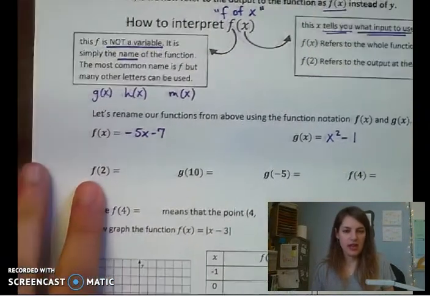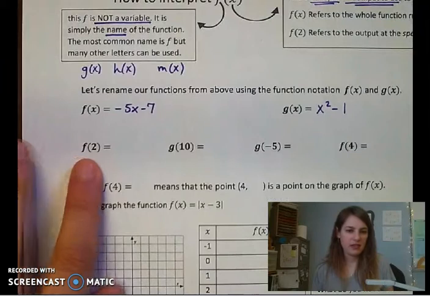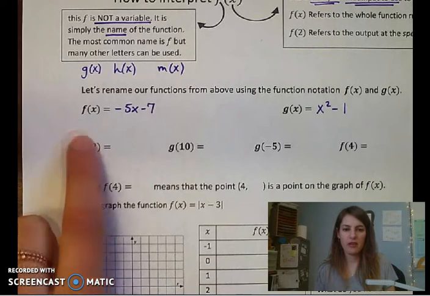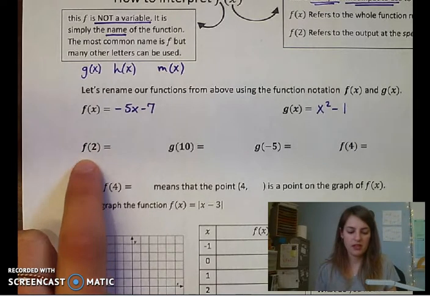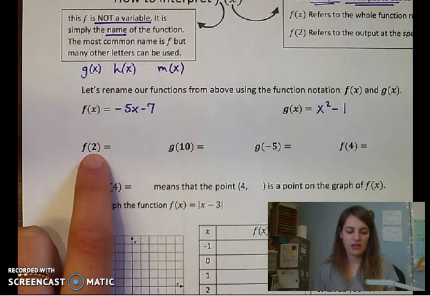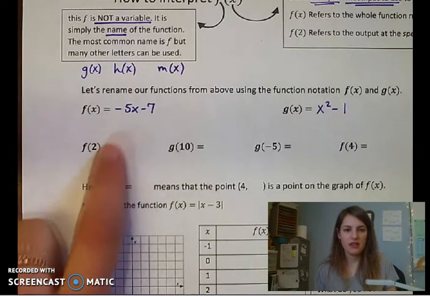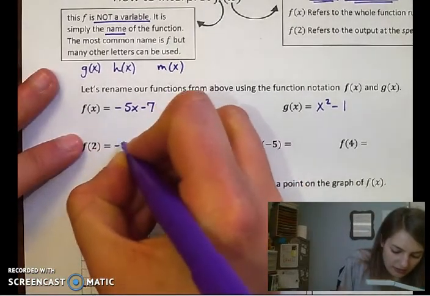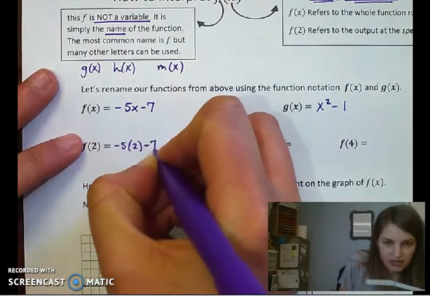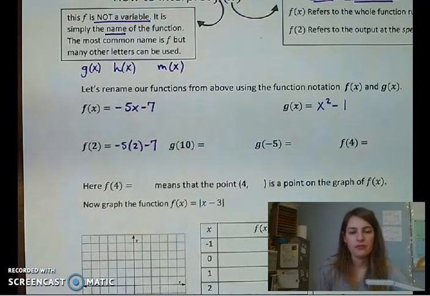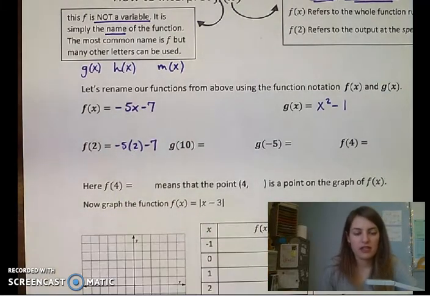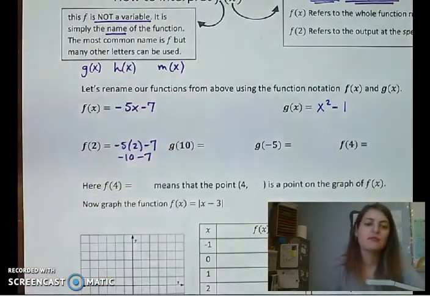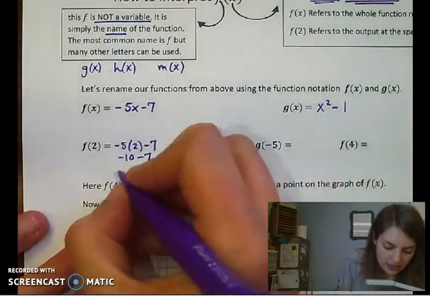And so now if we see something like f of 2, that means we want to know the output for when x is 2. So this 2 is telling us to plug in 2 for x into this rule f of x. So f of 2 is going to equal whatever negative 5 times 2 minus 7 is. So negative 5 times 2 is negative 10, minus 7, which is negative 17.